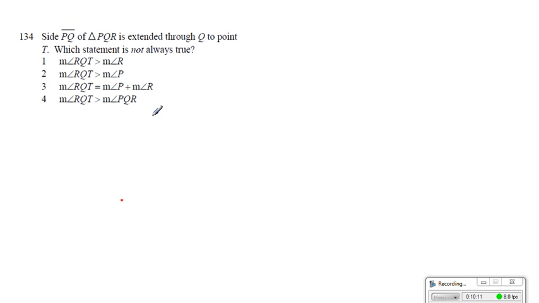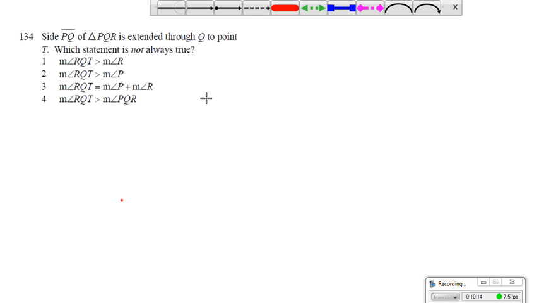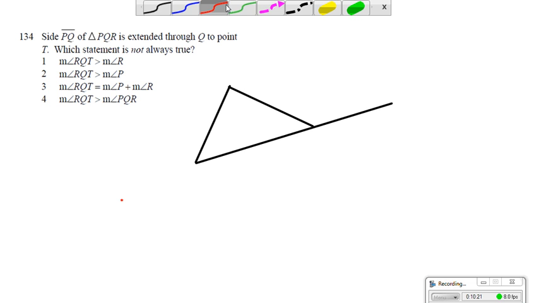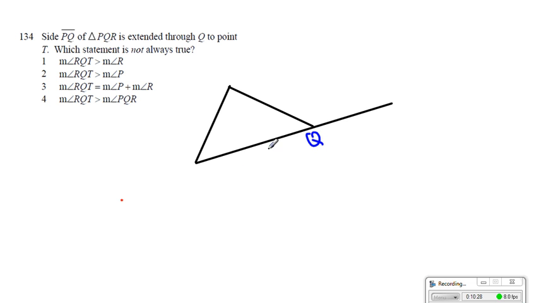All right, now, in this case, we have a triangle. So here we have PQ of the triangle extended through Q. So this must be Q, PQ, and then this must be T, which makes this one into R. So then once again, what do you realize? The measure of the exterior angle is greater than each of the remote angles or equal to some of the remote angles, but not always true.